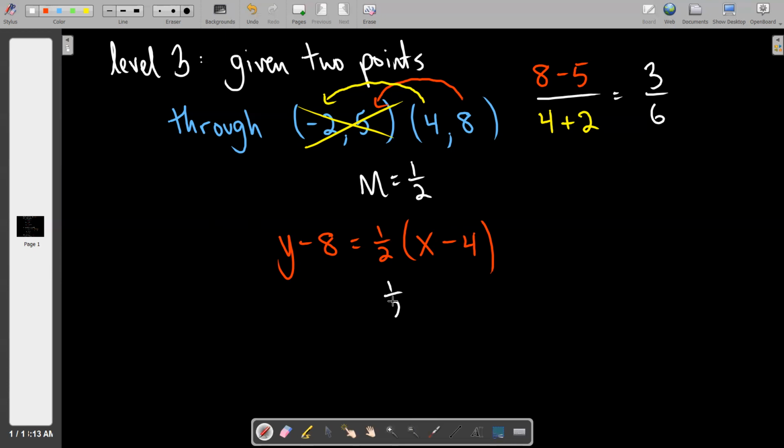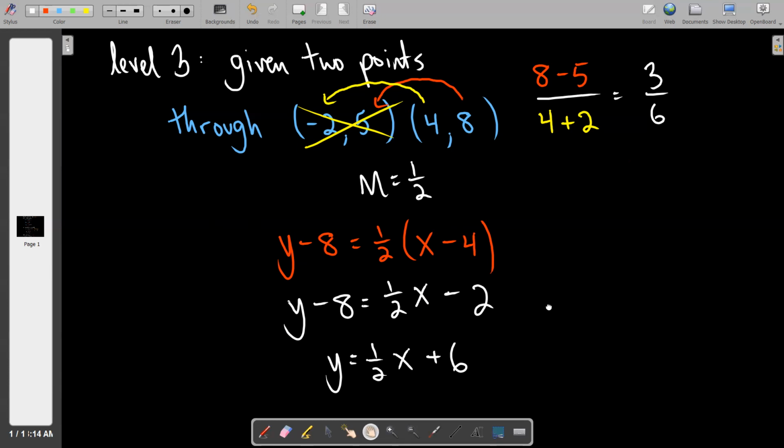So y minus 8 equals 1/2 times (x minus 2)... and then we have to make the y, add the 8, move the 8, say it however you want to. We get y equals. And that is that. I wanted to caution you about just one more thing, and then I'm going to end this video and you guys can get to work.